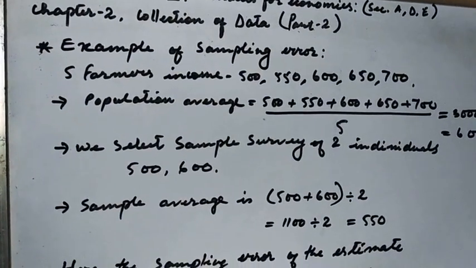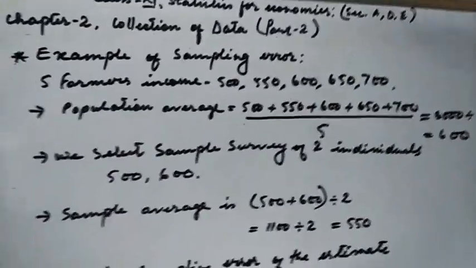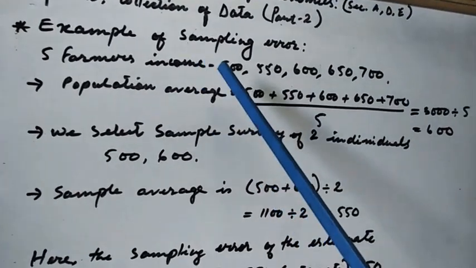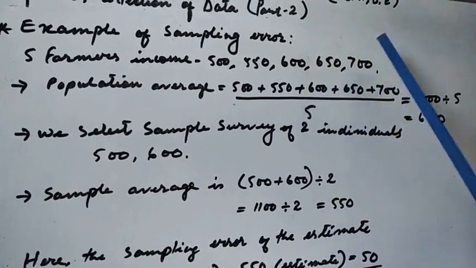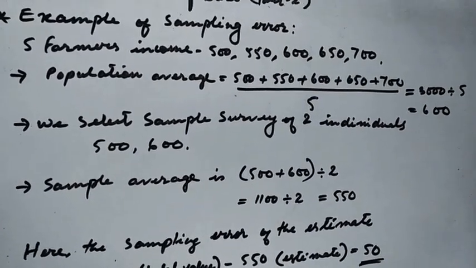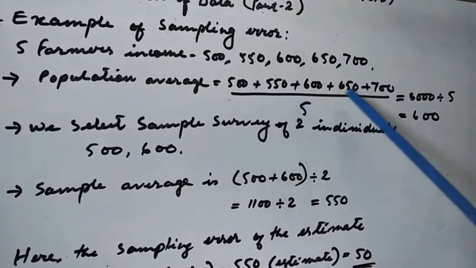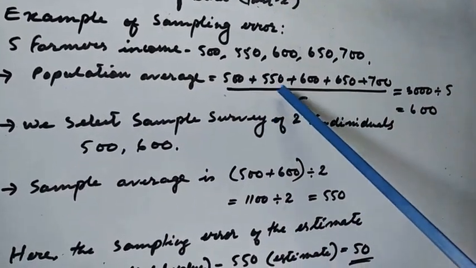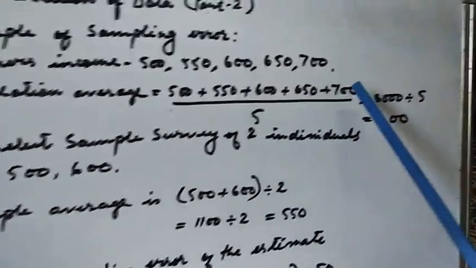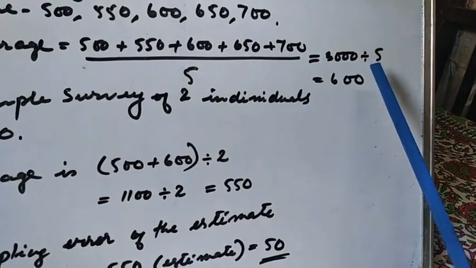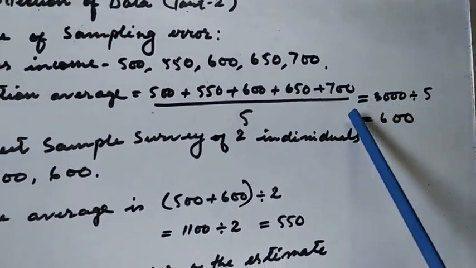Okay, let us explain through an example what a sampling error is. Consider 5 farmers whose incomes are 500, 550, 600, 650 and 700. We want to find out the average income of the whole population. So we add up all the incomes of the farmers and divide by the total number of farmers. 3,000 divided by 5. So the average income of the whole population is 600.